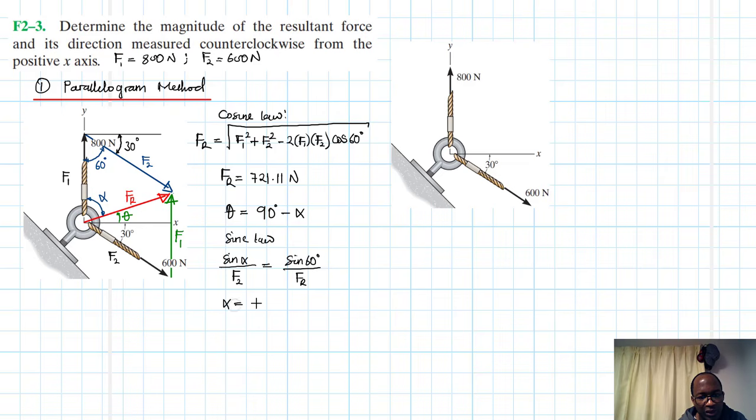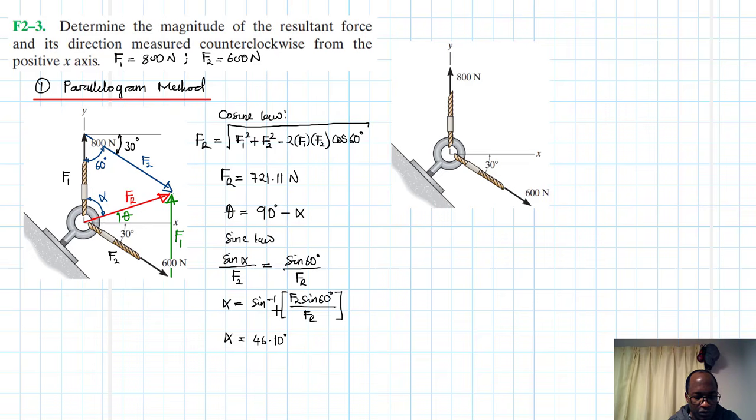And alpha, therefore, is just going to be equal to sine inverse of F2 sine 60 divided by FR. What is F2? F2 is 600 times sine 60, divided by FR, which is 721.11. Sine inverse of that gives us 46.10 degrees.